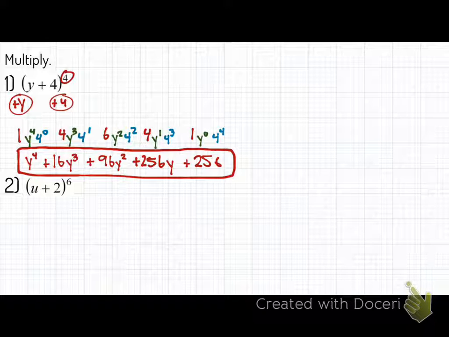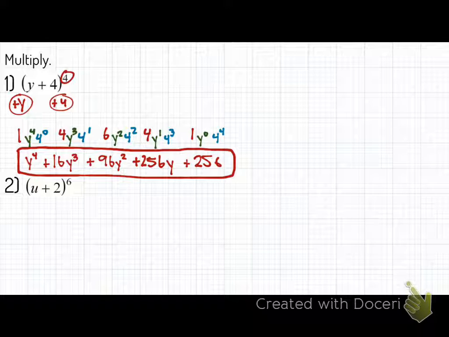Oh, okay, 4 to the 4th. 4 times 4 is 16, times 4 is 64, times 4 is 256. 256 times 1 is 256. I also know y to the 0 is 1, so 1 times 256 is positive 256. Okay? Good?